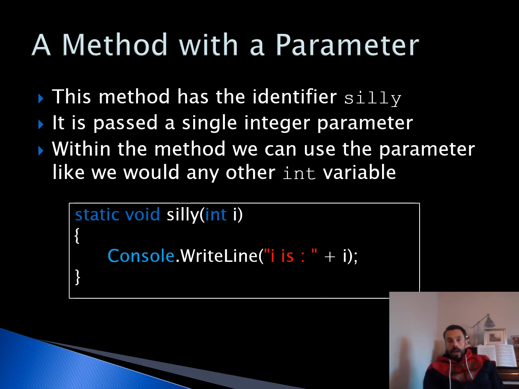Okay, a method with a parameter. Once again, this was the last guy's slides, who has now retired, and I don't particularly care for these examples, but nevertheless, they're examples, and hopefully they help you. This method has an identifier, which is called silly, which is silly. I don't know why I keep it. It has passed a single integer parameter, as you can see in the brackets there.